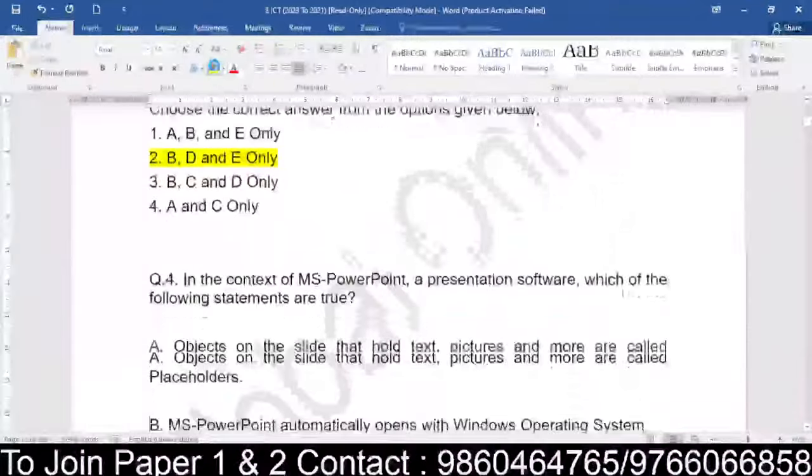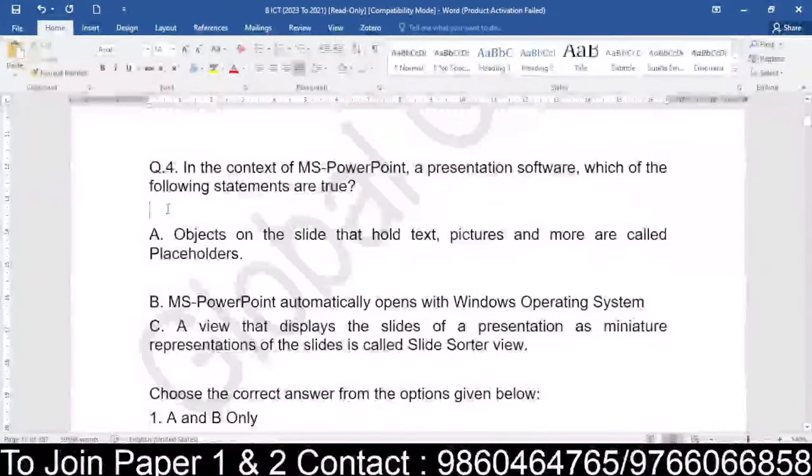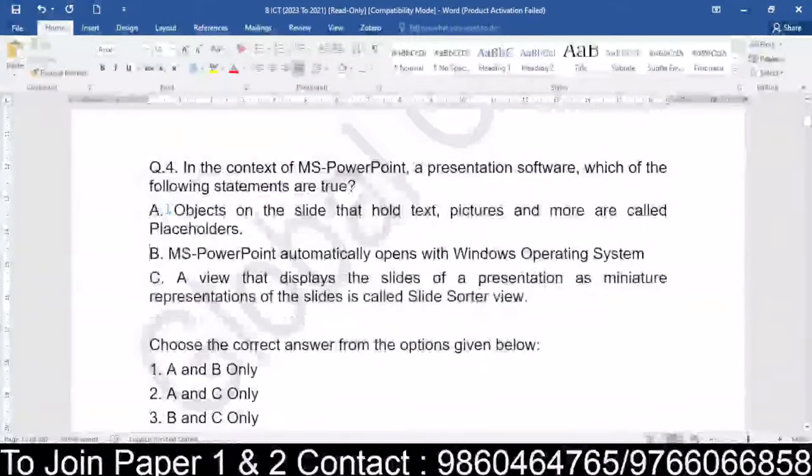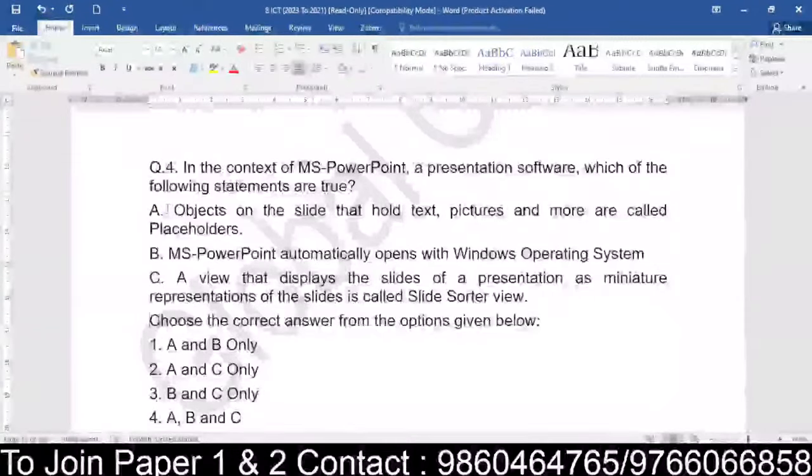Now coming to question number four, everyone. Again you have multiple choice questions with the options. In the context of PowerPoint, which of the following statements are true? That objects on the slide that hold text, pictures and more are called placeholders. PowerPoint automatically opens with Windows operating system. A view that displays the slides of a presentation as a miniature presentation of the slides is called slide sorter view. If you are very regular with working on PCs, this knowledge is a must. Sometimes in spite of using, we are not very familiar with terminologies, so this is what they are testing over here.